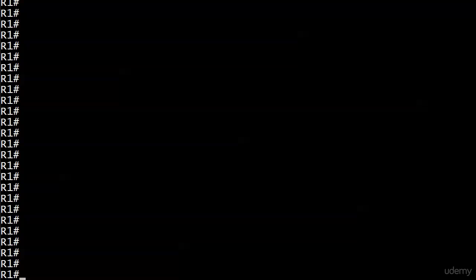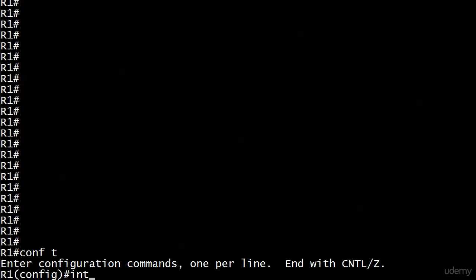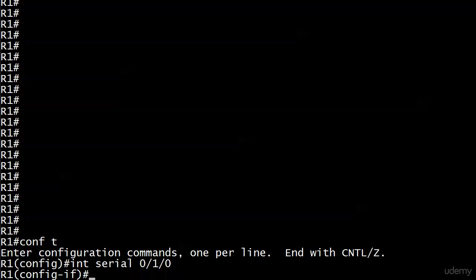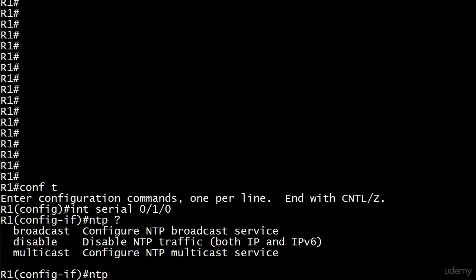And what we're going to do, instead of setting up a unicast communication, is set up the master device to broadcast NTP information out a given interface. The reason I say a given interface is that this is an interface-level command. So if you start looking for it with NTP ? help in global config, it's not going to work. What you need to do instead is go into the interface and use ? help here.